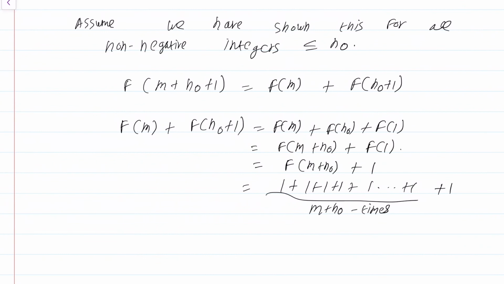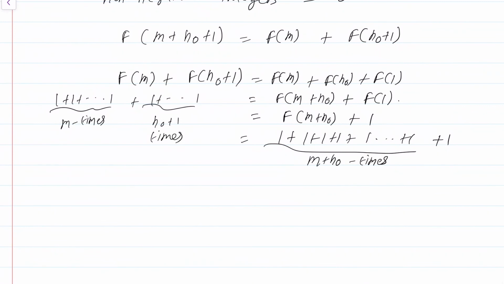We can argue informally also by writing f of m as 1 plus 1 plus 1 plus 1, m times, and f of n naught plus 1 as 1 plus 1 plus 1 plus 1, n naught plus 1 times, and see that it is equal to the LHS also. But the formal argument with the induction is needed to make this mathematically precise. Now I leave the negative cases as an exercise.